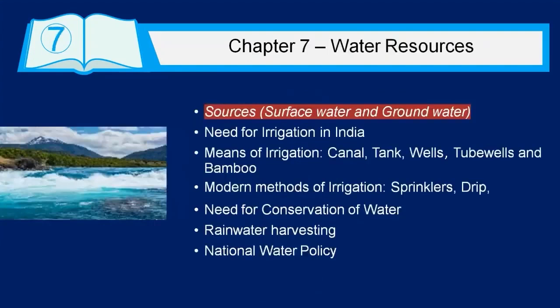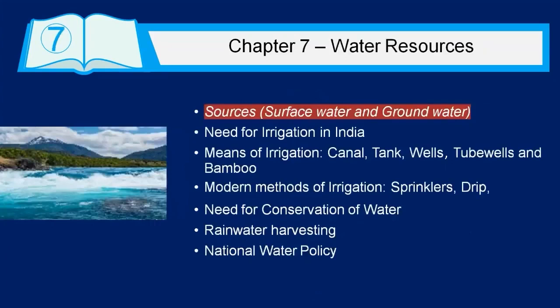In the chapter on water resources, one has to study particularly the difference between surface water and groundwater and their sources. The difference question must be written in tabular form. You must learn the need for irrigation in India as given in the book.